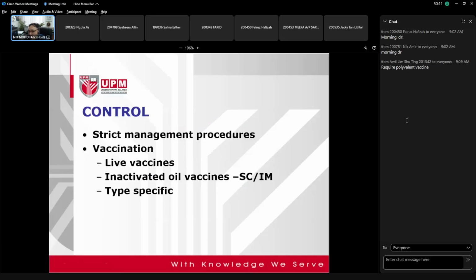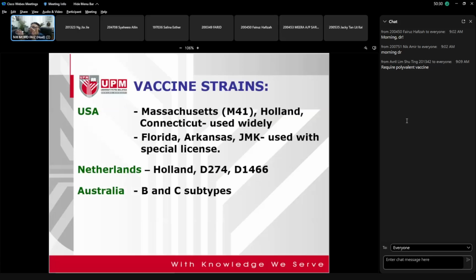The vaccination, we have live vaccine and inactivated vaccine. And they are supposed to be type specific. In every region, every country, they usually have the predominant serotype. Okay, so you need to use a vaccine that is specific to your region. Kalau in US they use Massachusetts strain, Holland and Connecticut strain. Florida, Arkansas also we use, but they need the special license.